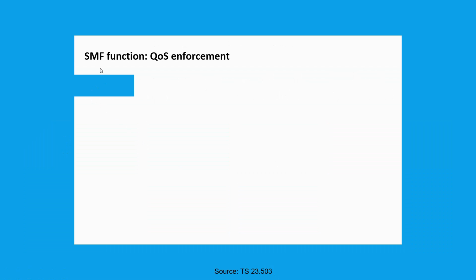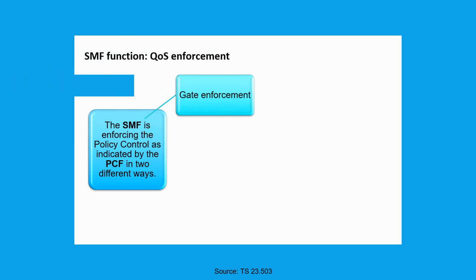Now, in this slide, we check SMF function QoS enforcement. The question is, what happens during QoS enforcement? The answer is, at first, detection of user traffic or the IP flows is performed, and after detection of IP flows, the QoS rules are applied to each of the detected service data flows. It is the task of SMF to enforce the policy control, and SMF gets the rules from PCF.